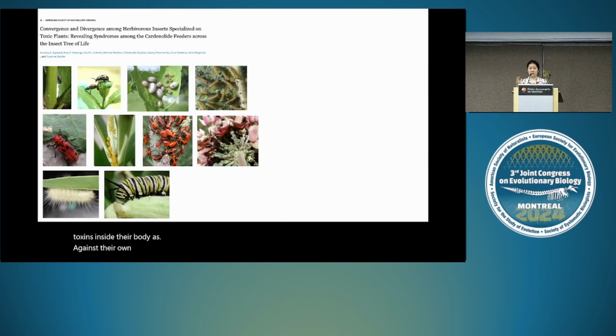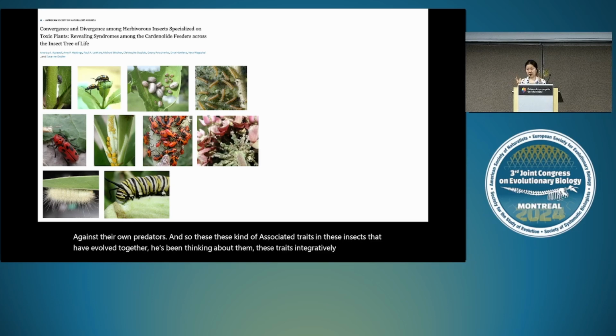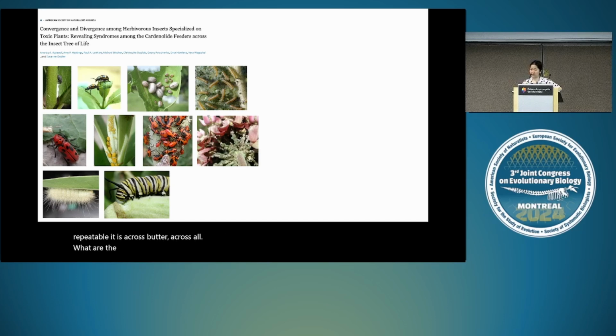These associated traits in these insects that have evolved together, he's been thinking about integratively as a collective package of defense strategies that he calls a syndrome. This paper explores the steps by which the enzyme adaptation, the behavioral adaptation, and the other adaptations evolve together, how repeatable it is across all arthropods, what the exceptions are, and what some of the generalities are. This is a really good paper that I highly recommend you check out.